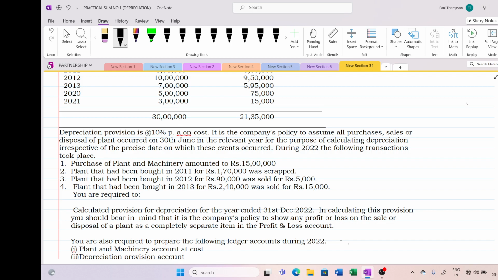Now, further information given: during 2022, plant and machinery purchased for 15 lakh. It means they purchased it on 30th June of 2022. Then they scrapped one machine for 1,70,000. This is also done on 30th June of 2022. Scrapped means they didn't get any money. Another machine bought in 12 for 90,000, sold for 5,000. Another machine bought in 13 for 2,40,000, sold for 15,000.